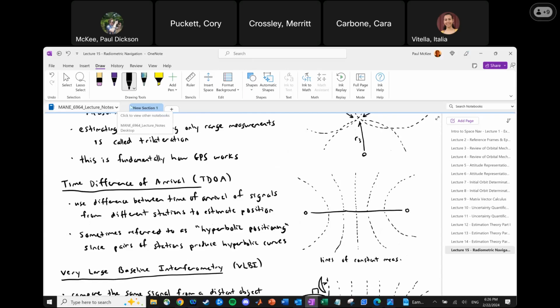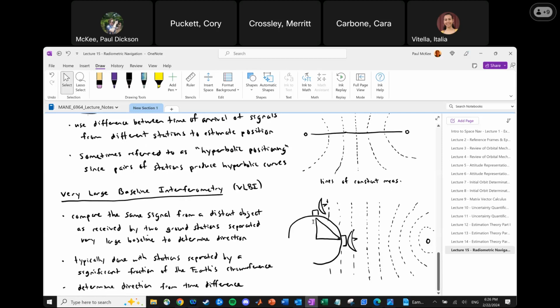Do you need a third ground station? Yes, very good question, Corey. You do. So VLBI is a little bit like an interferometer, right? We get information about the signal in one direction from this. And so we would need a third ground station. This is a 2D example. So in 2D, 2 would be enough. In 3D, 3 would be enough.